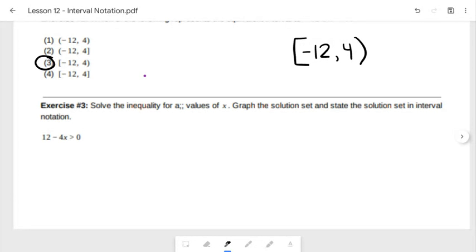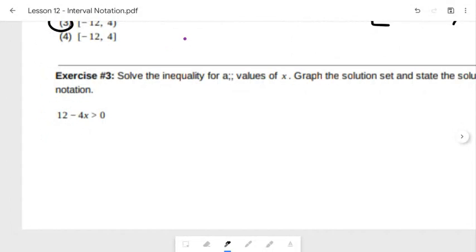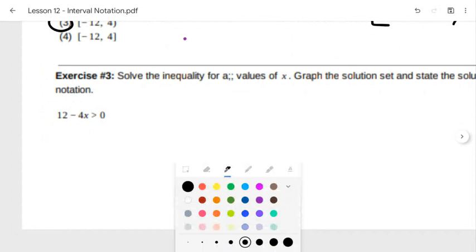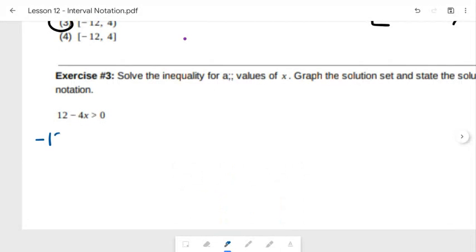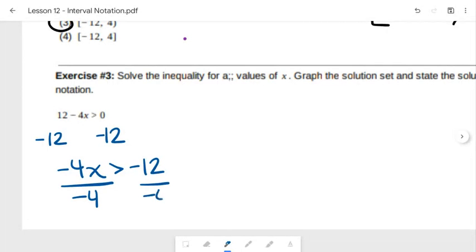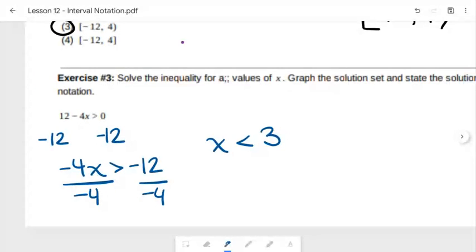So in exercise 3, we're solving the inequality for all values of x. We're going to graph the solution set and state the solution set in interval notation. So first I'm going to solve. I'm going to subtract 12 from both sides. We get negative 4x is greater than negative 12. And I'm going to divide both sides by negative 4. Remember, x is less than 3. I divided by a negative. So if I divide by a negative, I switch the sign. Negative 12 divided by negative 4 is a double negative, so we get 3.